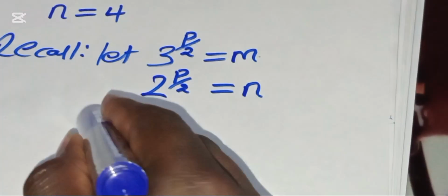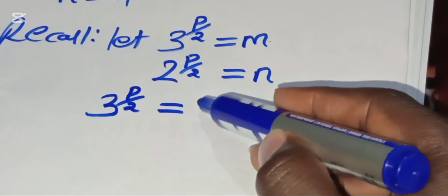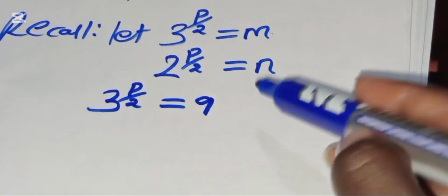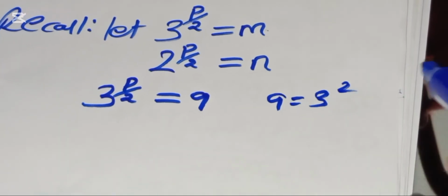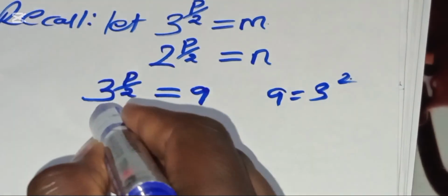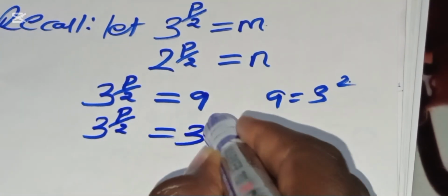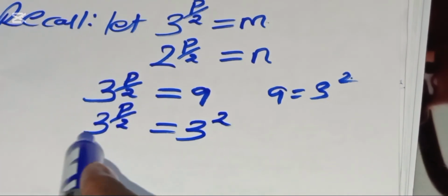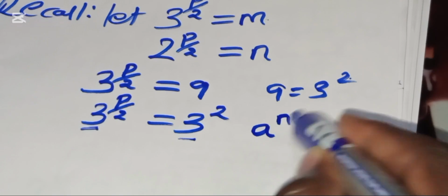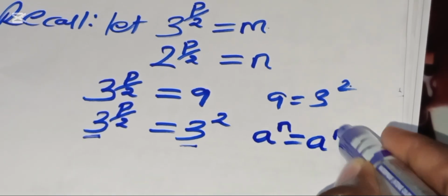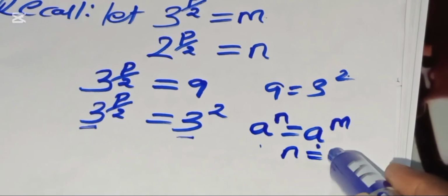So 3 raised to power p over 2 is equal to m, which is equal to 9. From what we have here, we can express 9 as 3 squared, or 3 raised to power 2. Now we have 3 raised to power p over 2 equal to 3 squared. As you can see, the bases are common. Applying the indices identity, if a raised to power n equals a raised to power m, given the bases are common, the exponent n should be equal to m.